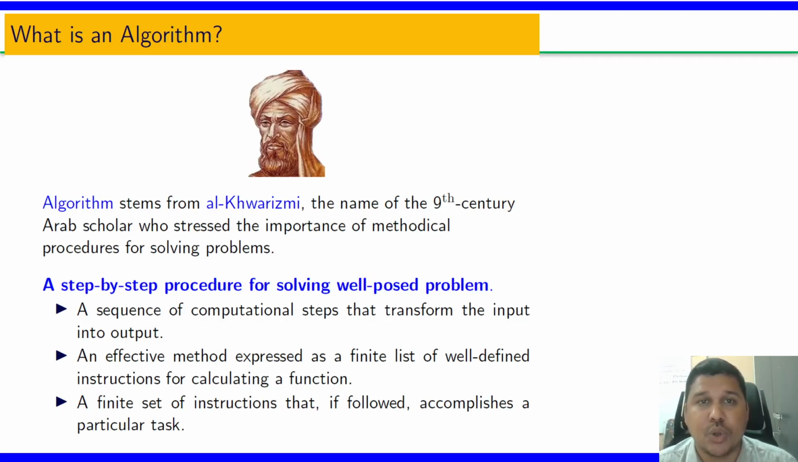Step by step procedure to solve a problem. So what does it include? A sequence of computational steps that transform the input to output. What the algorithm does is convert that input to the output. And also an effective method expressed as a finite list of well-defined instructions, right? So when you write those instructions, they should be effective. It should properly do it. And the third one, a finite set of instructions, if followed, accomplish a particular task. So ultimately, the definition of algorithm is a step-by-step procedure to solve a problem.